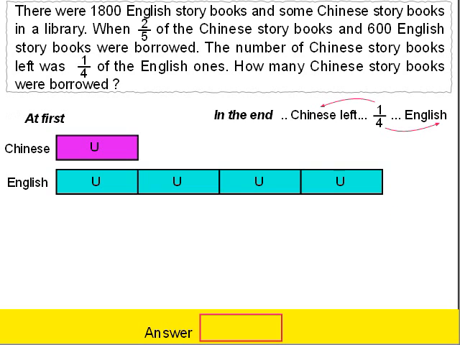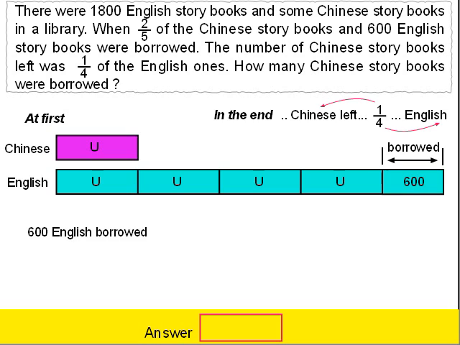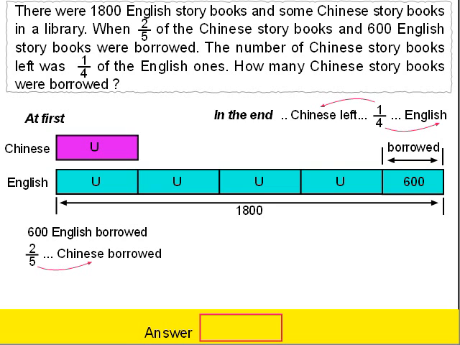This all happened because at first there were a total of 1,800 English storybooks and 600 of them were borrowed. So we add in 600 borrowed storybooks from the English model, and we know that the total was 1,800 at first. Whereas for the Chinese, we are told that 2/5 of the Chinese were borrowed. That means out of 5 parts of Chinese storybooks, 2 parts have been borrowed, so we know that 3 parts were left.